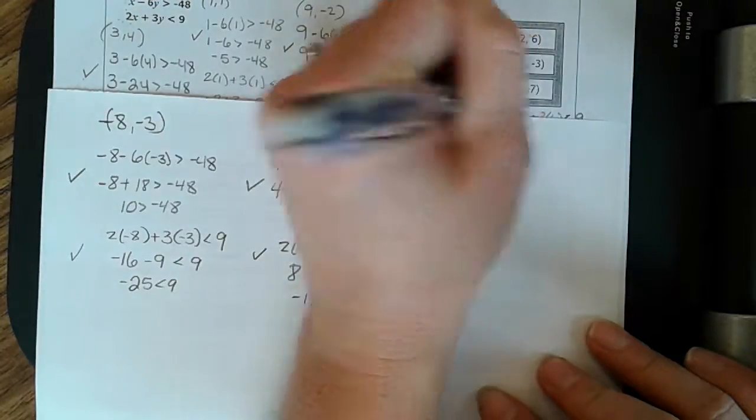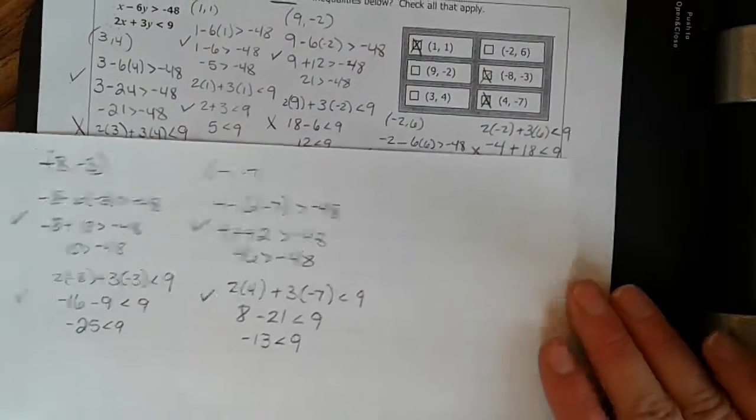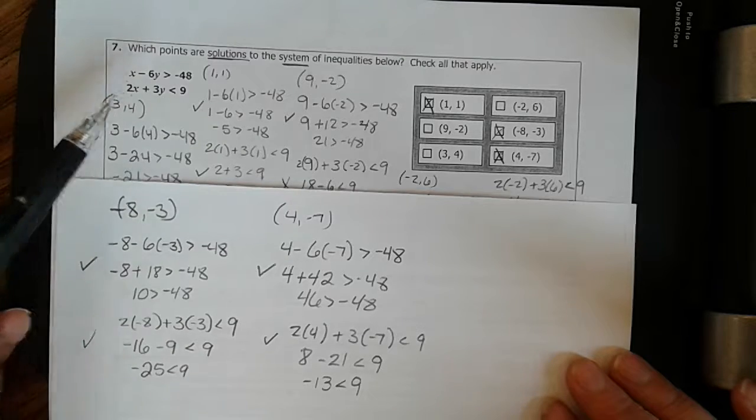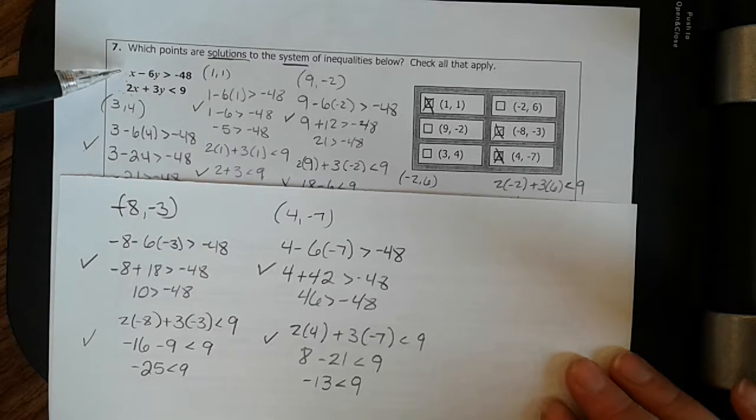So these are all solutions to our system. Again, to be a solution to the system of inequalities, it has to make both of our inequalities true. Some of these points made one true but not the other, and so we need points that make both of them true.